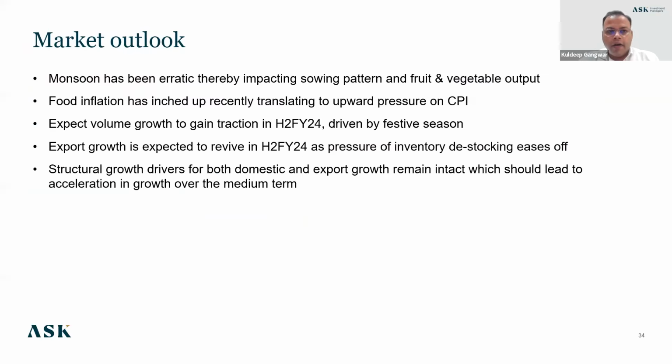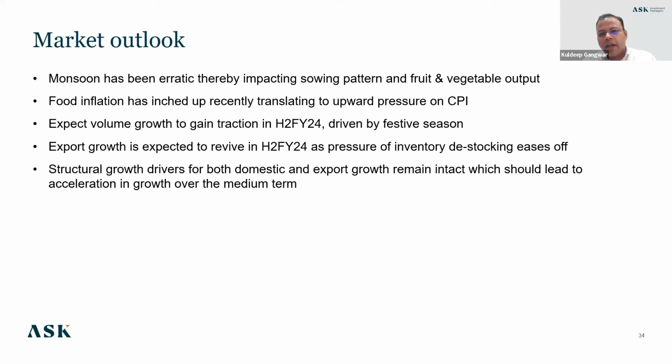If we think about the future outlook, the monsoon has been quite erratic, thereby impacting the sowing pattern and fruit and vegetable output. It also resulted in a scenario where all of a sudden CPI moved quite sharply, but now it's correcting again and coming under control. From second half FY24 onwards, we believe the volume growth traction should be relatively better, for two reasons. First of all, Diwali is delayed this time, so most of the good part will happen from Q3 onwards. And as rural is normalizing now, it's no more a drag on the overall demand.